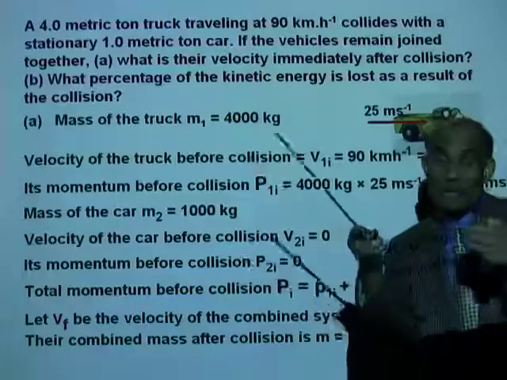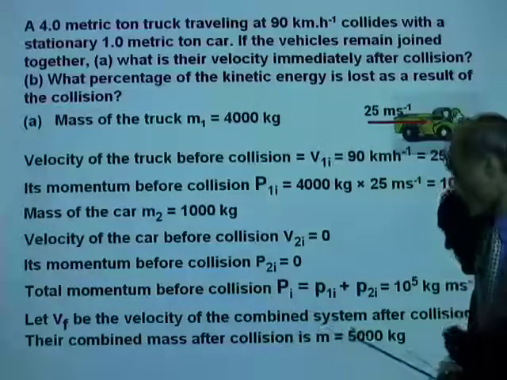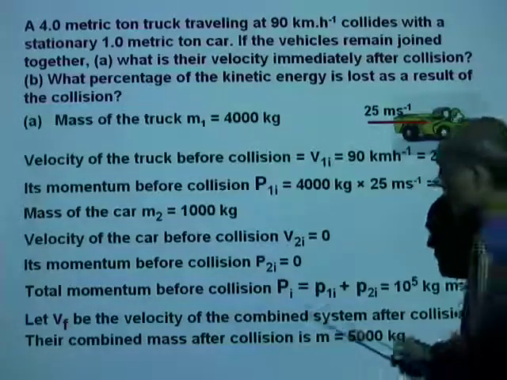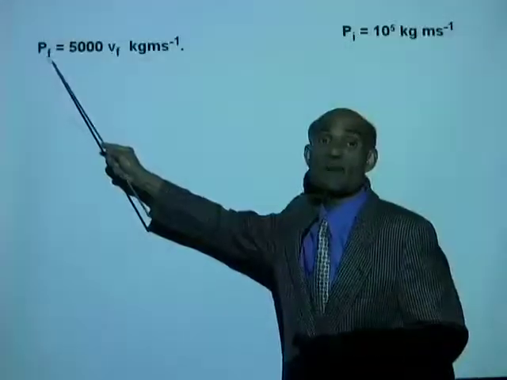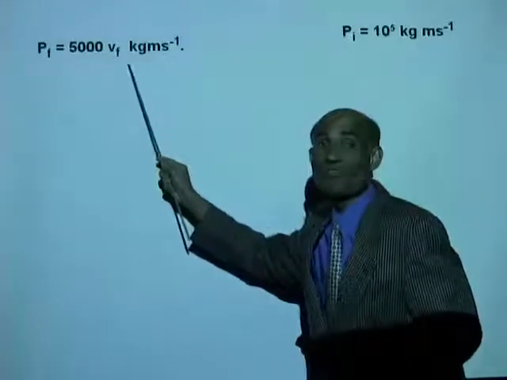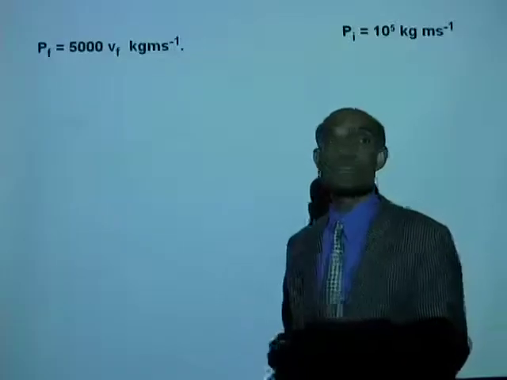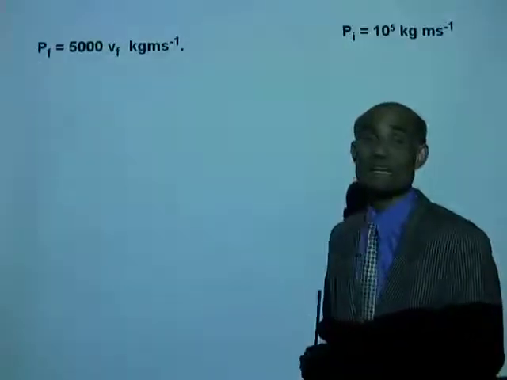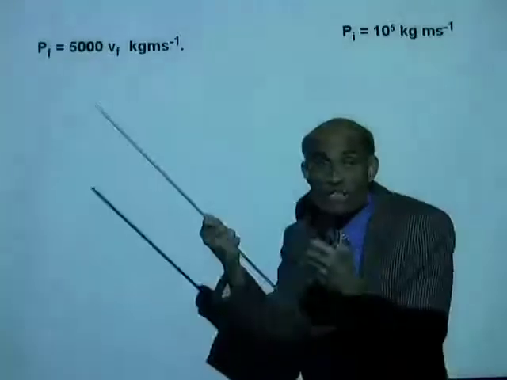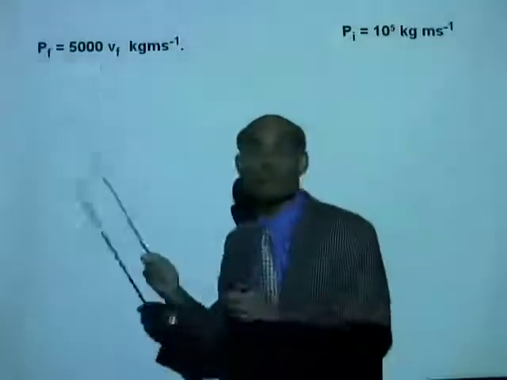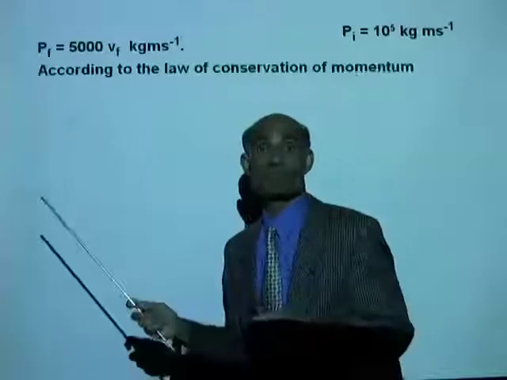So what is the momentum of the system? That means the truck and the car joined together. It will be 5,000 kilogram times Vf. That will be the final momentum. Let's write that down. So Pf, the final momentum, is 5,000 Vf kilogram meter per second. We know the initial momentum of the system. We now know the final momentum of the system.